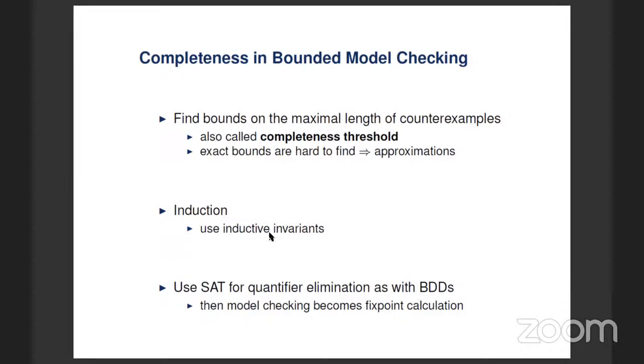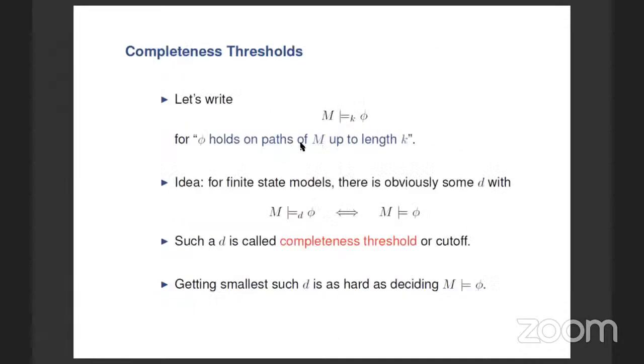Another way is to search for other kinds of inductive invariants. I will do that. So now I want to say something about completeness threshold. That is also another way to do it.